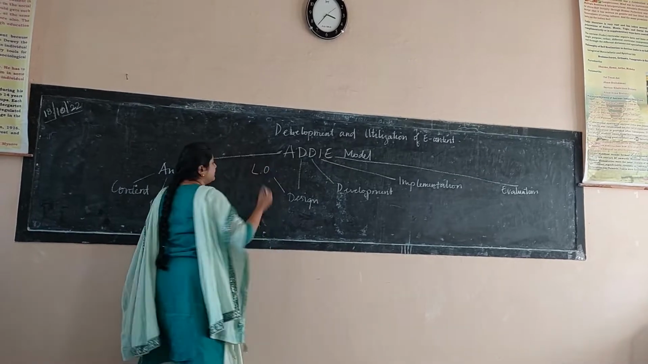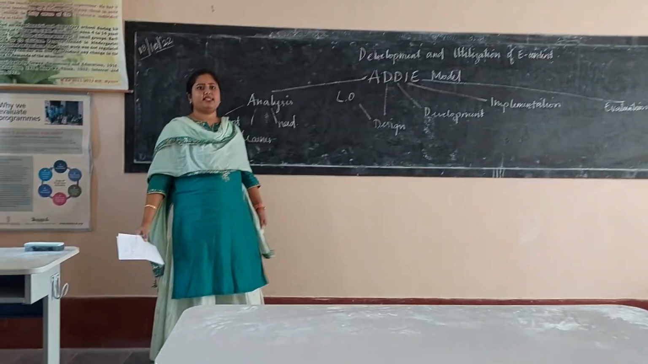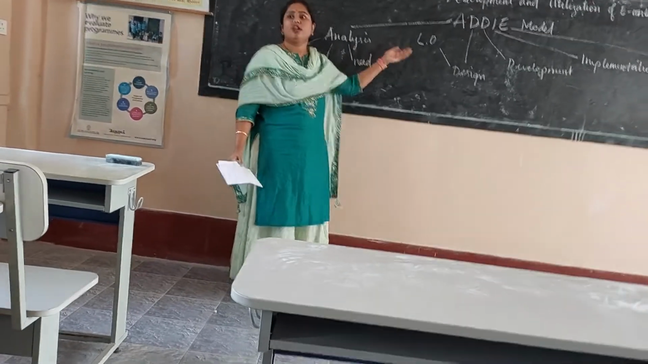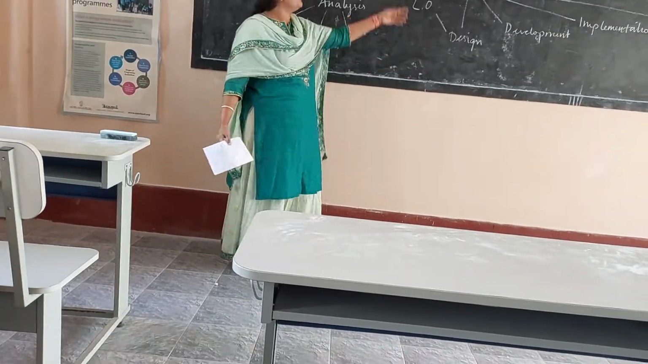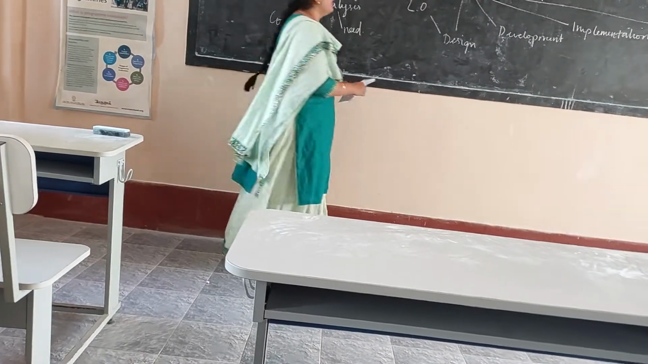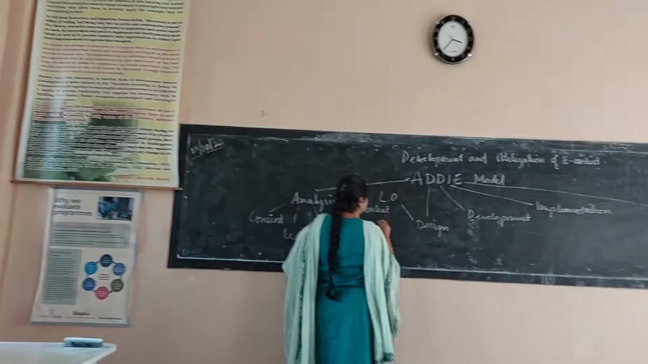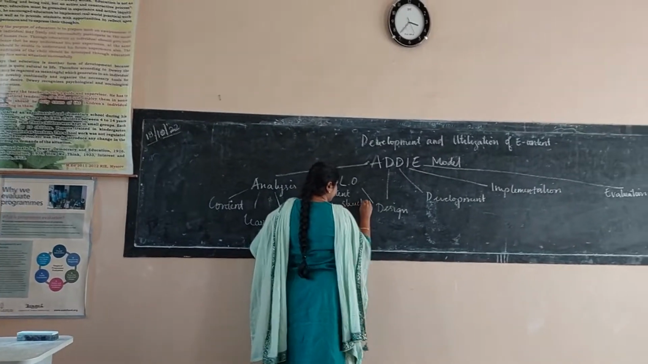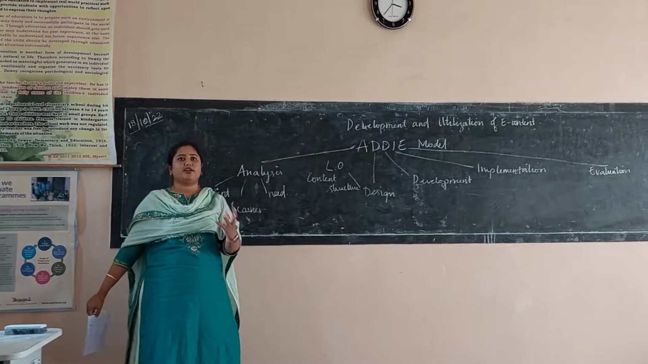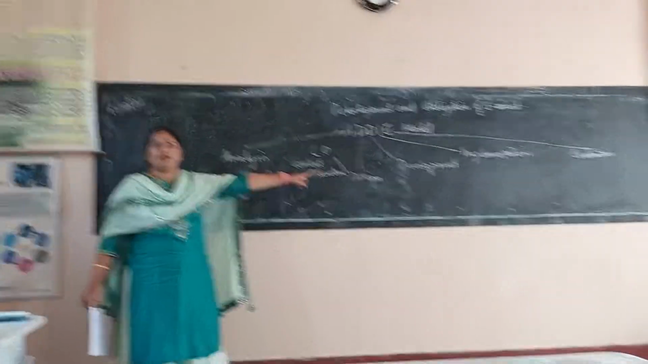The first is learning outcomes. The first thing in design is to decide what is your learning outcome. What will your students be able to do after they have learned through your e-content? That is the first thing. Next, you also have to decide what the content structure is. How will you structure your content in the e-content?